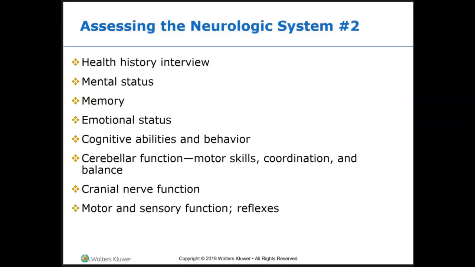Continuing on with the neurological system, we're going to look at the health history interview, their mental status review, their memory, right? Immediate, short-term, long-term, the emotional status of the patient. Do they have any cognitive gaps, behavior, cerebral function, motor skills, coordination, balance, cranial nerve function, motor function, sensory function? How are their reflexes? You're going to look at all of that, right?